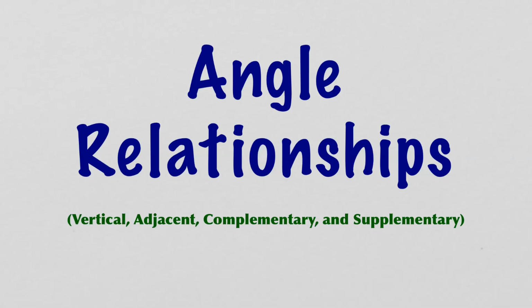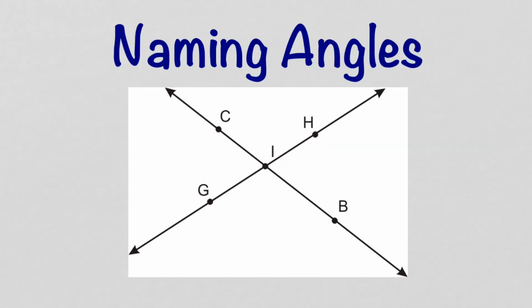We're going to take a quick look at angle relationships. There's four of them that we're going to focus on. They are vertical, adjacent, complementary, and supplementary angles. Before we start talking about them though, we need to quickly recap how to name angles. This is something I would imagine you've seen before, but sometimes people forget. So I just want to check in and make sure everybody understands.